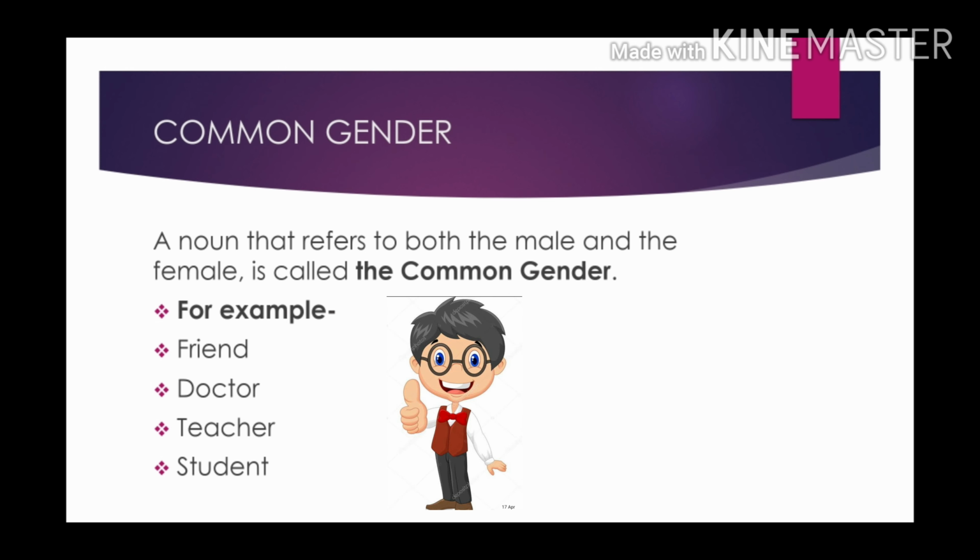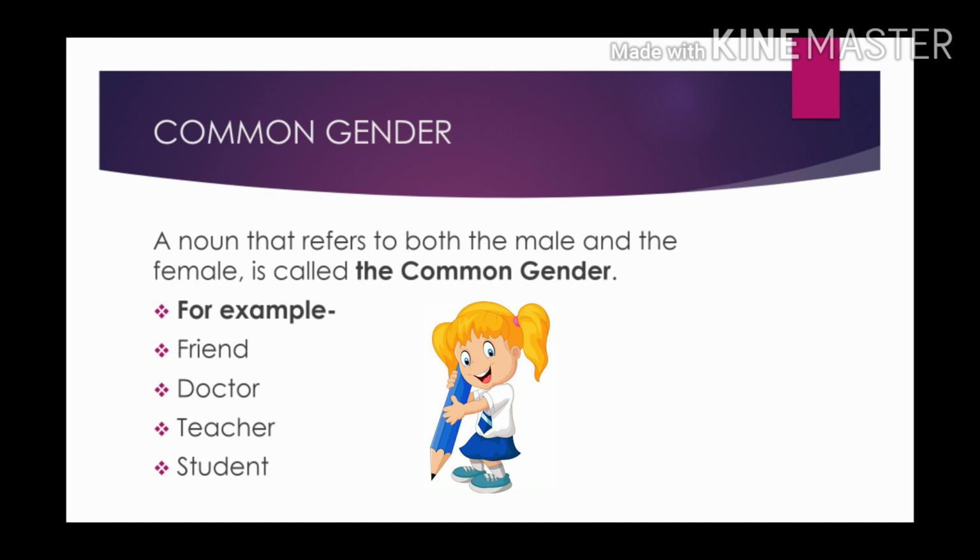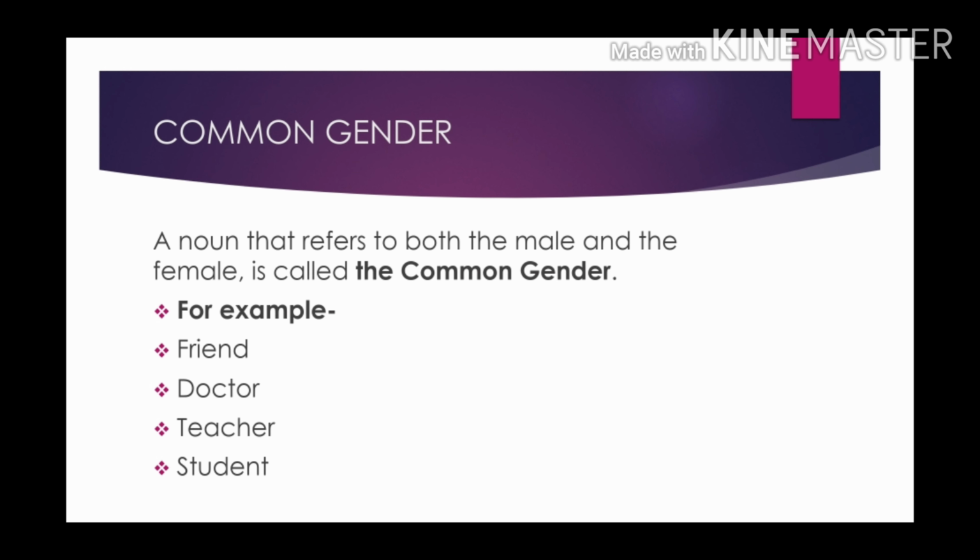For example, friend, doctor, teacher, student, etc. A friend of mine could be a boy or a girl, male or female. A doctor can be male or female. Teacher can be male or female. Student can be male or female. So these will be called common gender. The nouns that refer to both the male and the female are called the common gender.